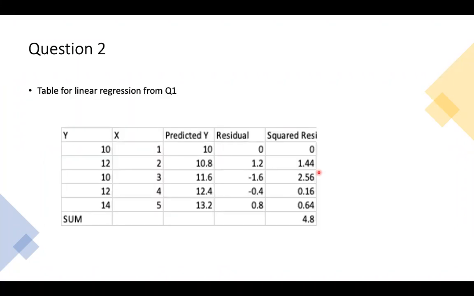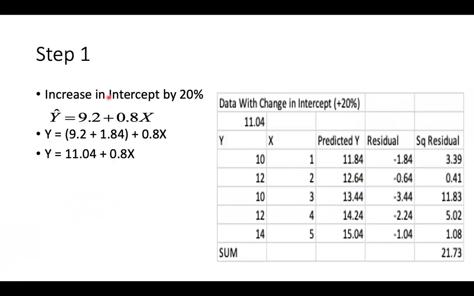So this is the clean table from question 1, and it has the sum of the squared residual, which is 4.8. Take note of that value. So the first step, we are looking at increasing the intercept by 20%.